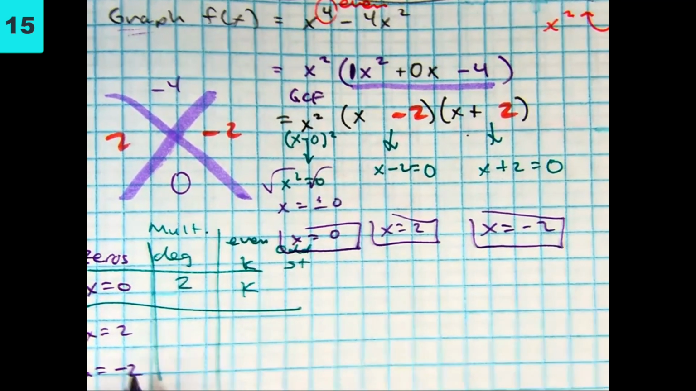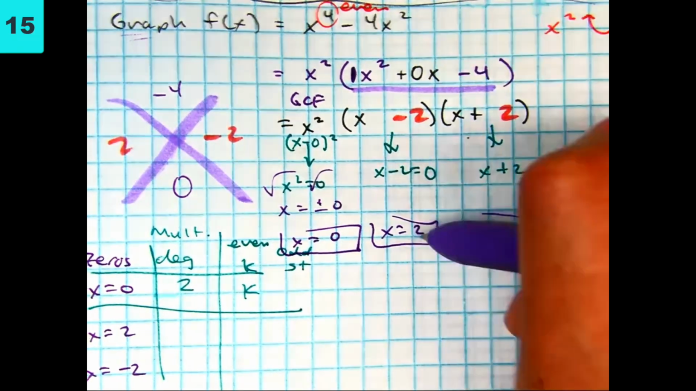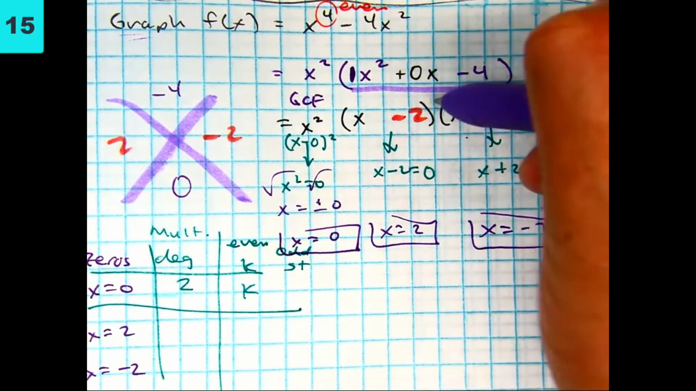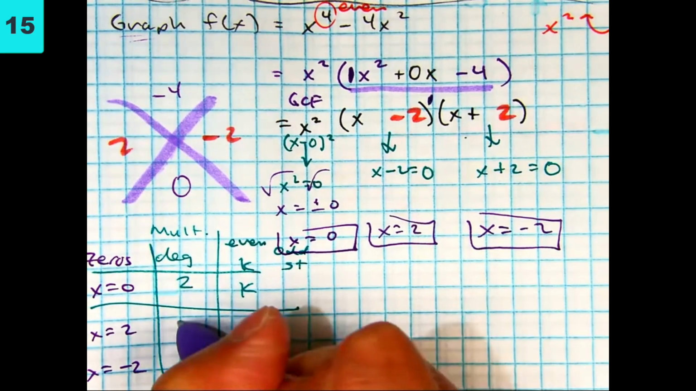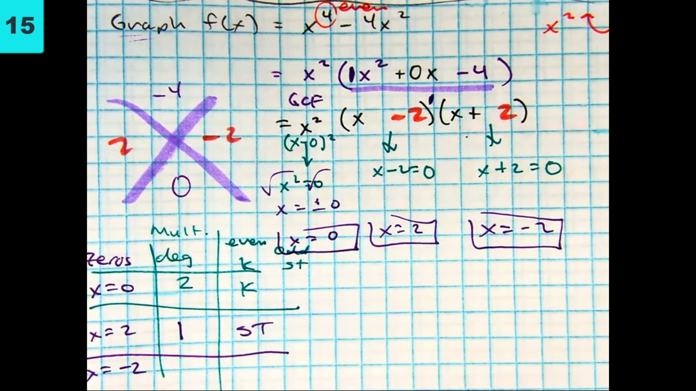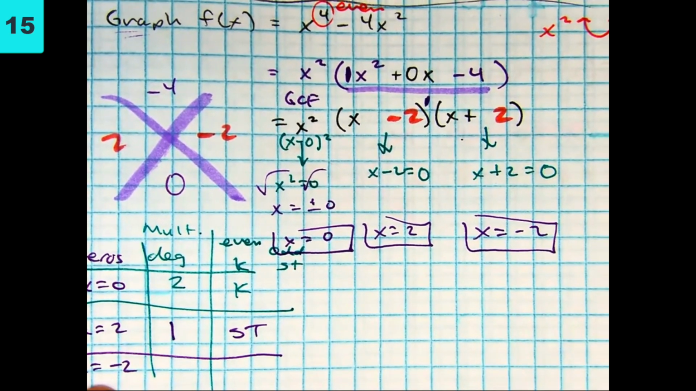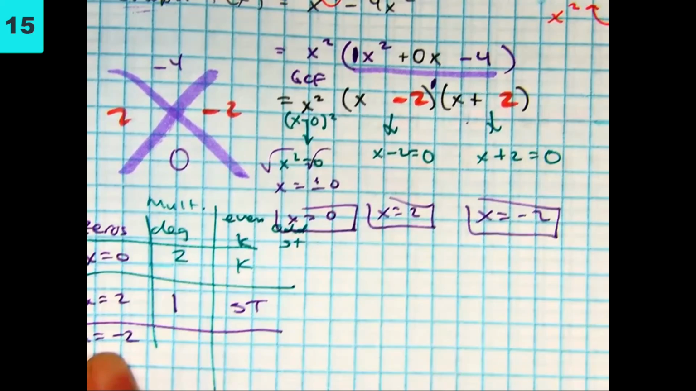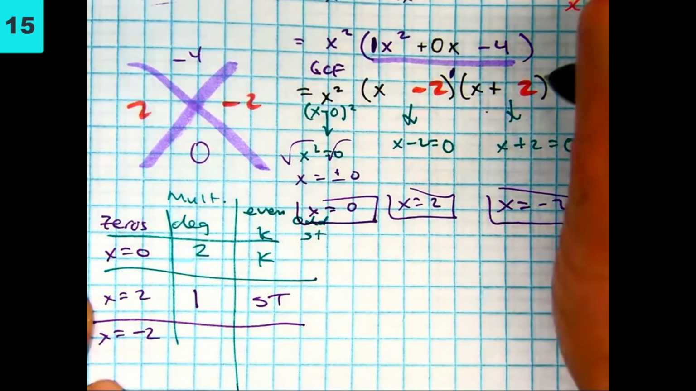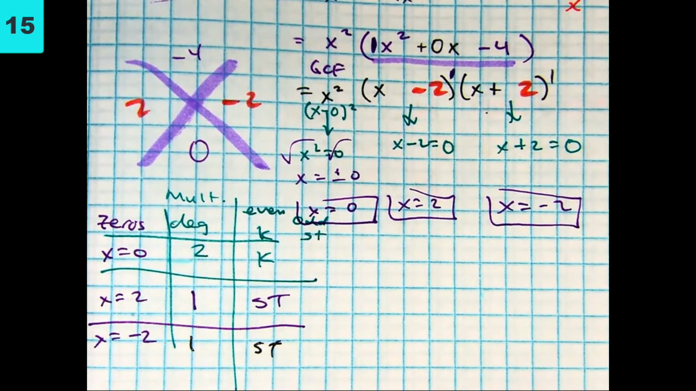Natalie, here at x equals 2, what's its degree? Correct. X equals 2 comes from the binomial x minus 2, which has an exponent of 1. Shoot through or kiss? And Ducky, at x equals negative 2? The degree is 1. Shoot through or kiss? Shoot through. Let's go ahead and graph this.